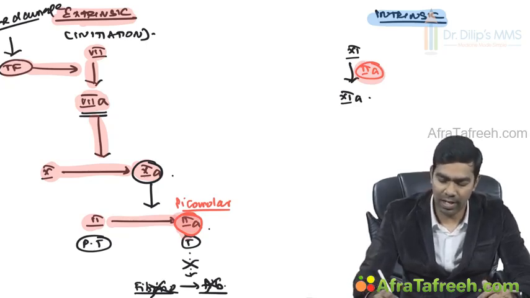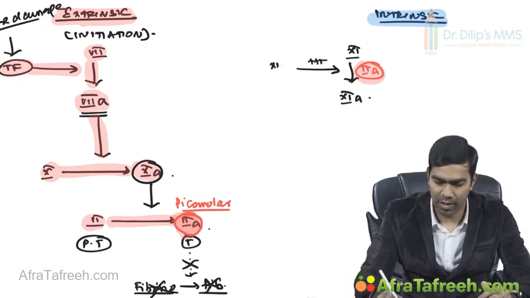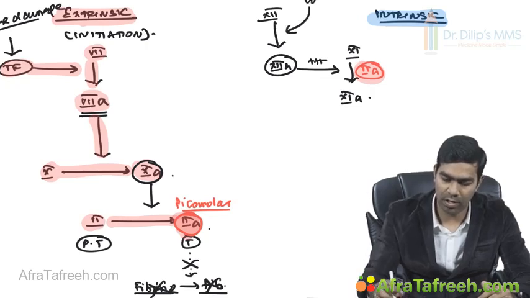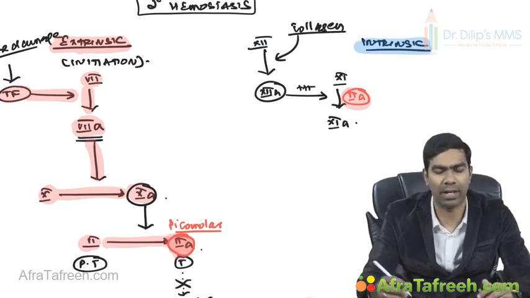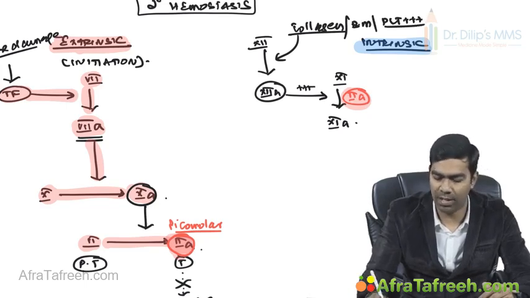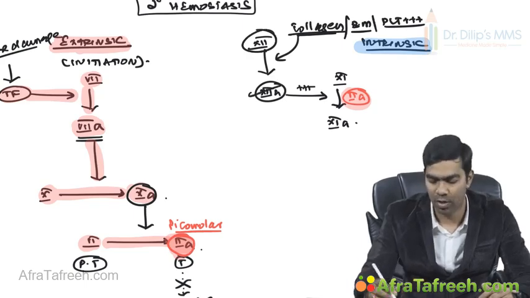This 11 also can be activated directly by your activated factor 12, that's called 12A. So who's going to activate 12, if you ask me? This 12 to 12A conversion will be mediated by your exposed collagen, which means it's a basic thing. The same mechanism by which you activate the platelets is going to activate 12A. Your collagen, your basement membrane, your activated platelets, all these things are going to activate this factor 12 to 12A formation.